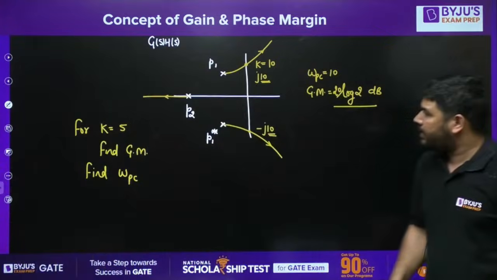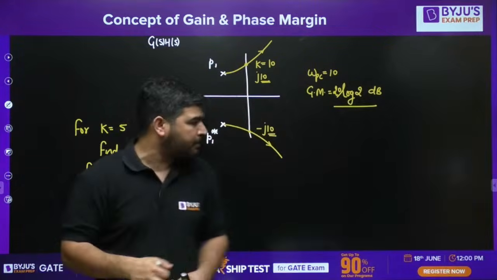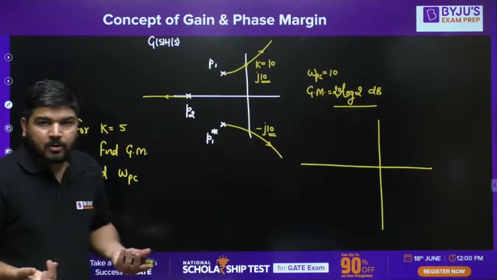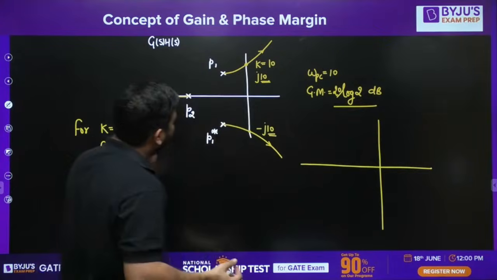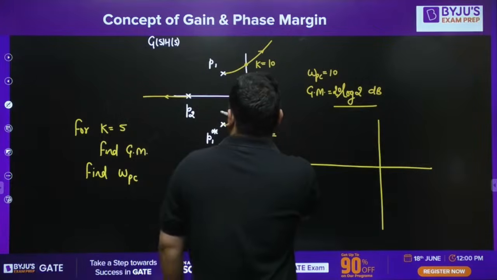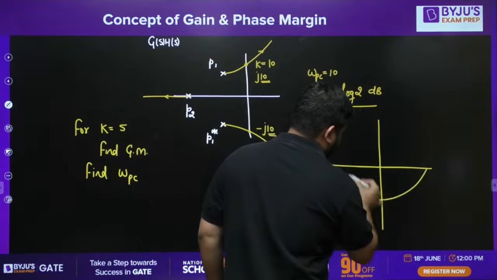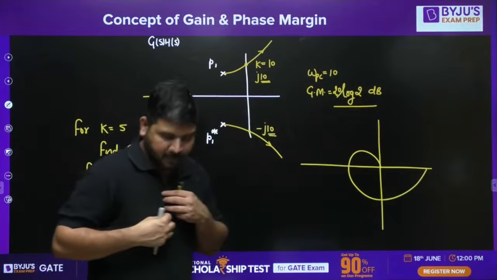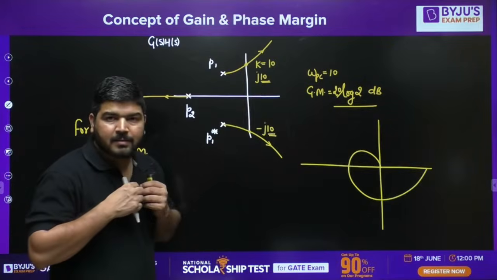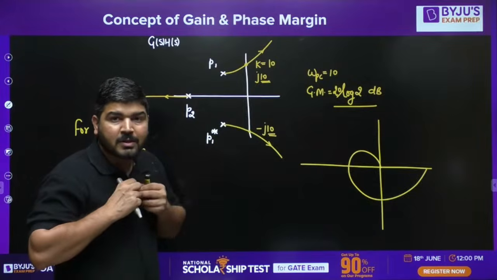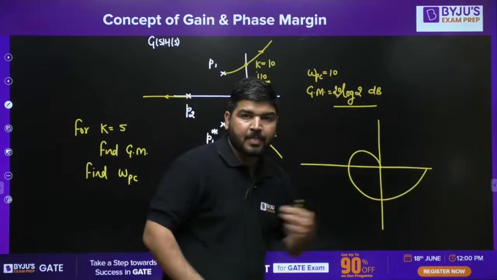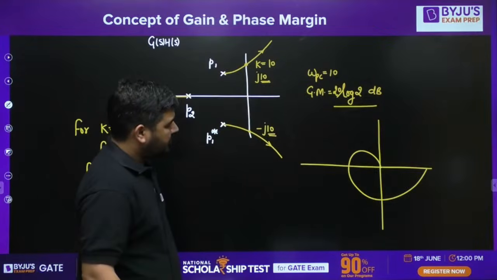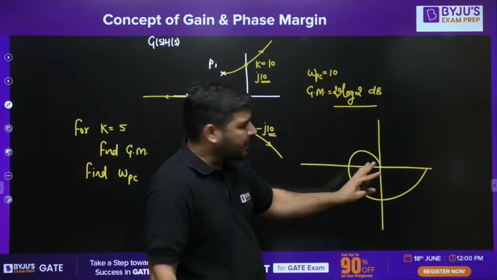Now, let's say I'm also giving you the polar plot. I don't know how the polar plot will look, but I think the polar plot will look somewhat like this. I'm not sure whether the polar plot is like this or not, but let's assume that the polar plot is like this.